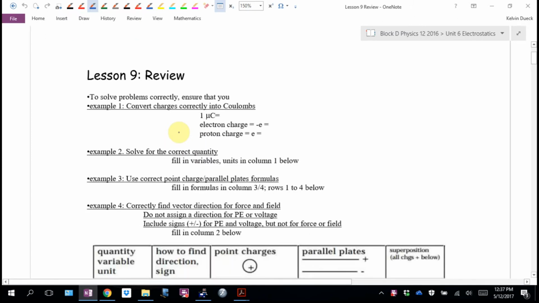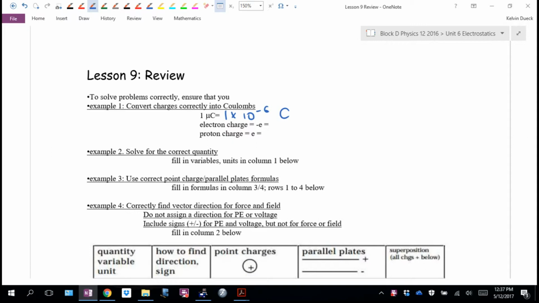So, to solve problems, first thing, make sure you convert everything to coulombs. Rarely will I actually give you a charge in coulombs. Typically, it'll be in microcoulombs. So 1 microcoulomb is 1 times 10 to the negative 6 coulombs. That is on your formula sheet in that little chart where I have all the metric prefixes, although probably during this unit you've kind of committed it to memory, I hope.